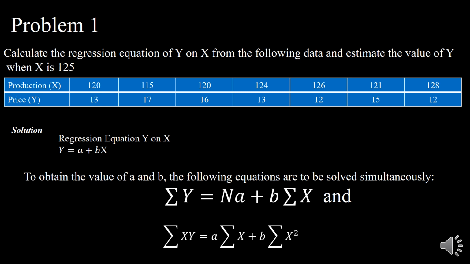So look at the values given. We'll move on to the solution. The regression equation for y on x is y = a + bx. Here a and b are constants. To obtain the values of a and b, we are supposed to solve these two equations simultaneously. The first one is summation y = na + b summation x. In this case, n is the number of observations.